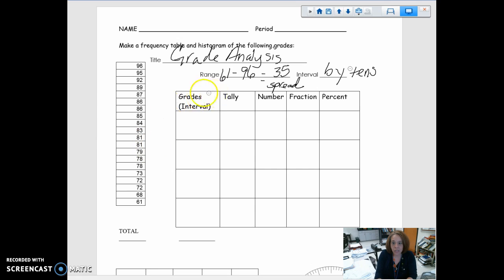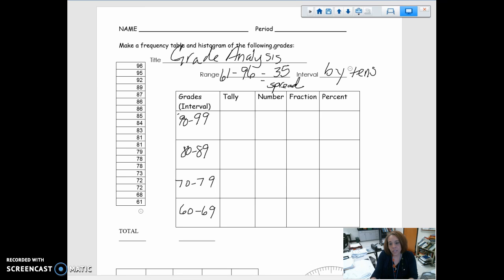What that means is my intervals are going to go from 90 to 99. Those are all your A's. From 80 to 89, those are your B's. 70 to 79, those are your C's. And then 60 to 69. That's how we fill in our grades here. These are the intervals that we're going to use in order to go back and complete our data.